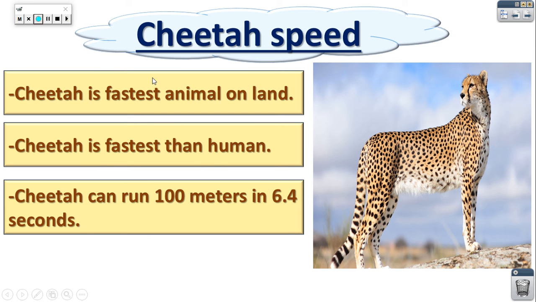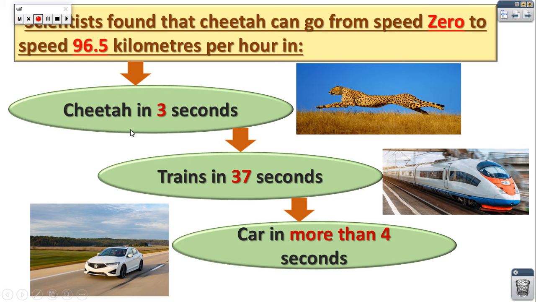Let's talk about the fastest animal on the land, which is the cheetah. The cheetah is the fastest animal on the land, faster than the human. Okay, can you see these pictures? We have here a cheetah, a train, and a car. We will find out which one of them is faster and has more speed. How can we know this? By knowing distance and time.